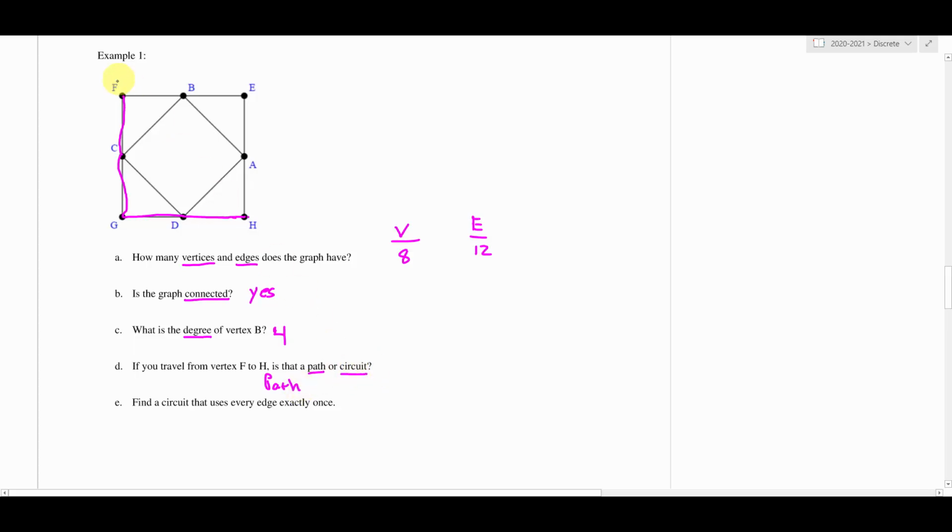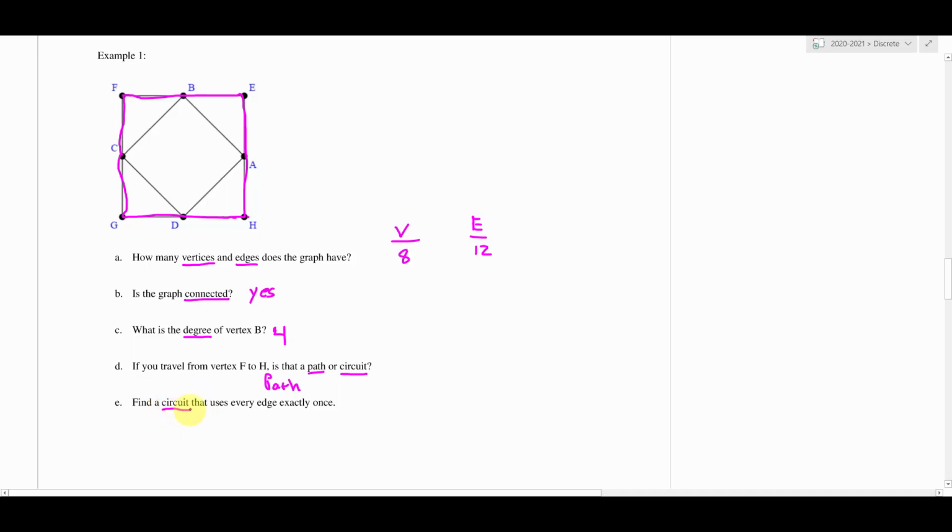Okay. A circuit starts in one place and ends at that same place. So if I wanted to make this a circuit, I would have to return home, right? I'd have to return back to F somehow. So I could complete the circuit by going from H to A to E to B to back to F. All right, so now that would be a circuit because I started at F, traveled through my graph, and returned back to F.